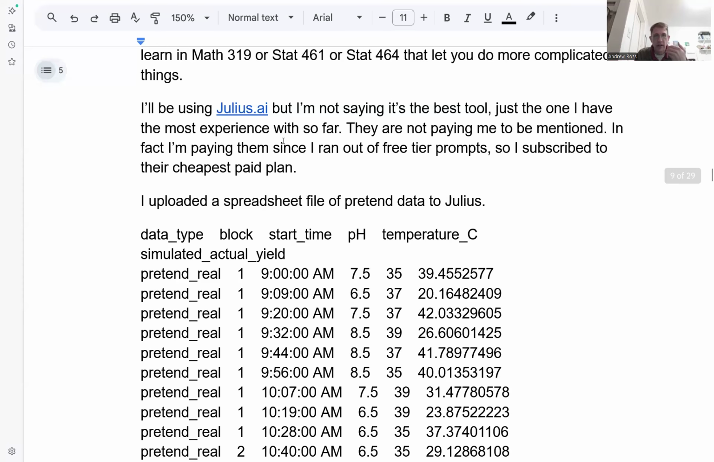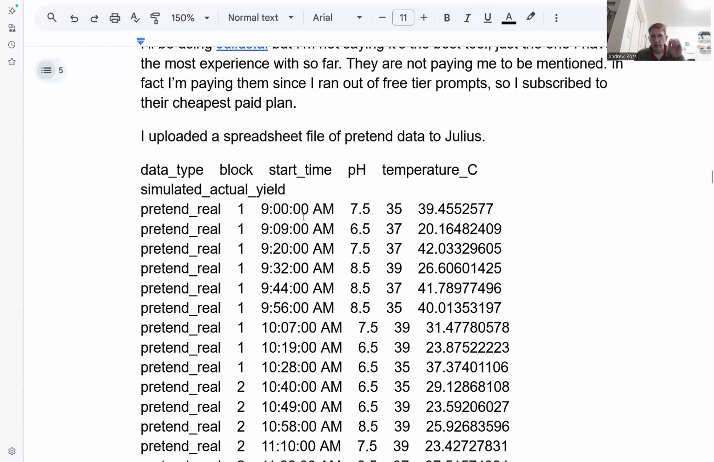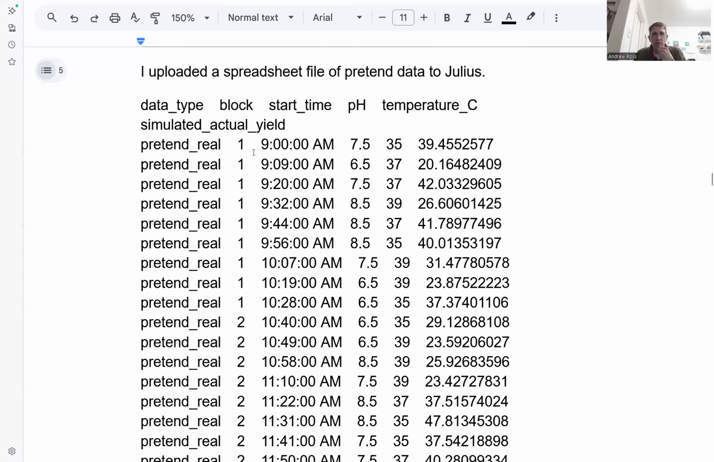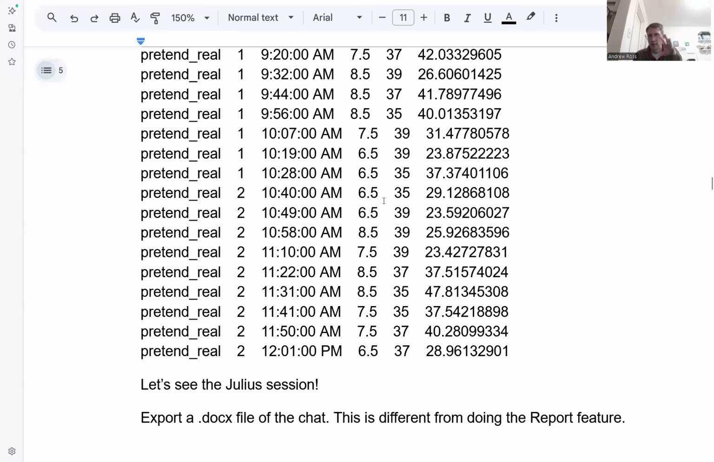It was an Excel sheet that had the start time of each experiment, the pH that it was run at, the temperature it was run at, and the yield that it came up with. And just to make clear that this is not real data, I have a column here that says what type of data this is: it's pretend real. And there's also this block. So there's block one and then block two. Within a block, every combination of temperature and pH is done once. And then in block two, again, every combination of temperature and pH is done once.